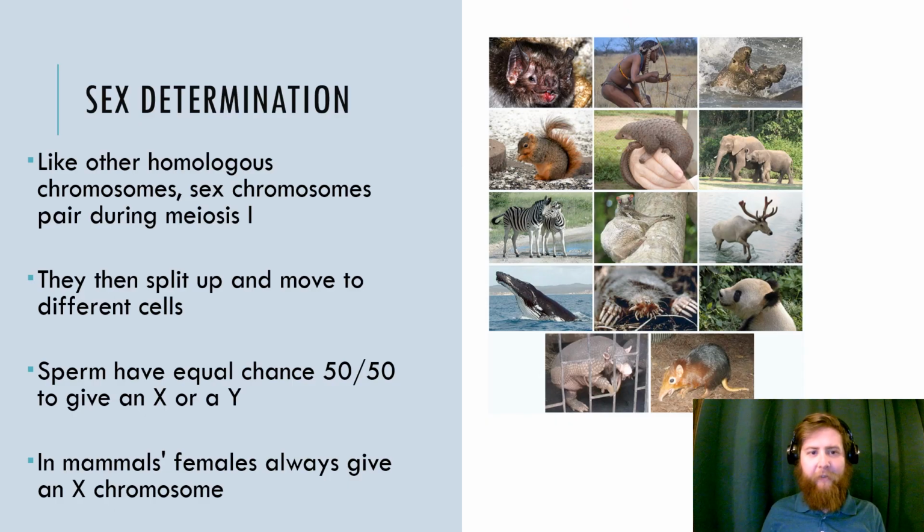For sex determination, like other homologous chromosomes that split off during meiosis, the sex chromosomes pair during meiosis 1. They then split up and move to different cells. Because of this, the sperm have an equal chance of carrying an X or a Y chromosome. It's because men have the XY genotype, so they could give either the X or the Y. Females, who are always XX, it doesn't matter what they give, it's going to be an X. So in mammals, it is the male organism and the sperm that determines what sex the offspring will be.